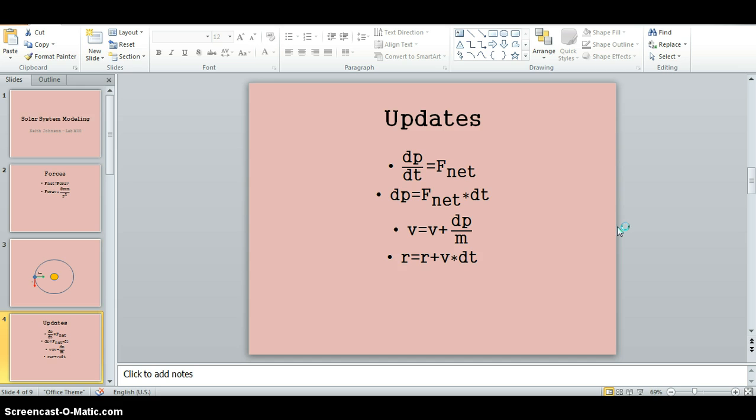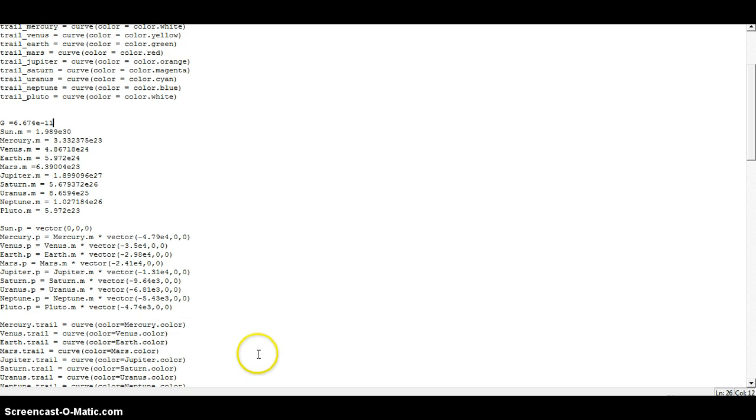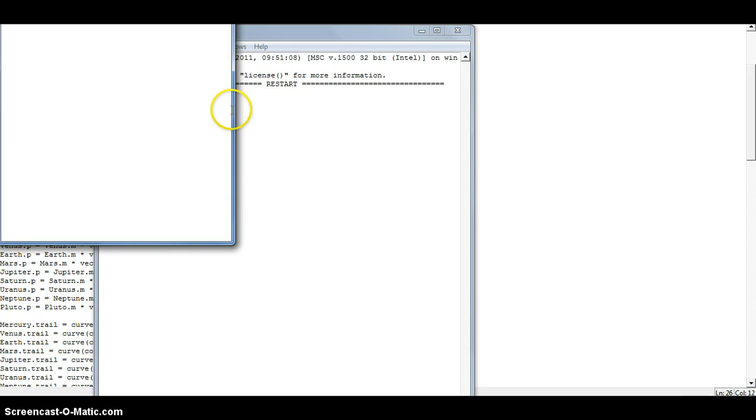If the change in momentum is equal to Fnet, or GMm over r squared, then we can update the velocity by using the change in momentum divided by the mass, and then update the position with the new velocity times the change in time. Together, this allows us to map the solar system.